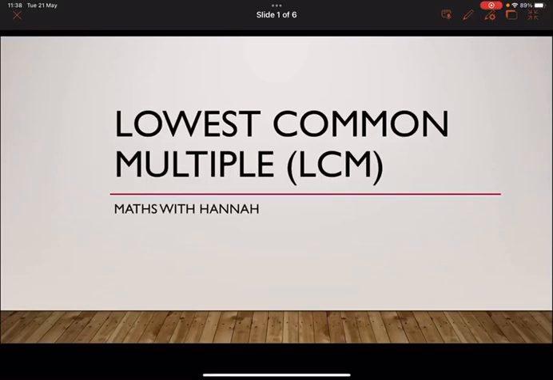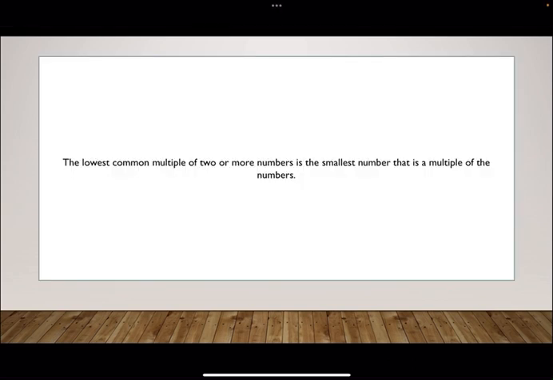Hello! In this video we are going to have a look at finding the lowest common multiple of two or more numbers, and this is sometimes referred to as the LCM of two or more numbers.